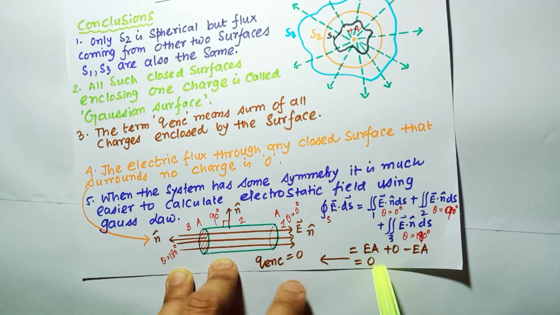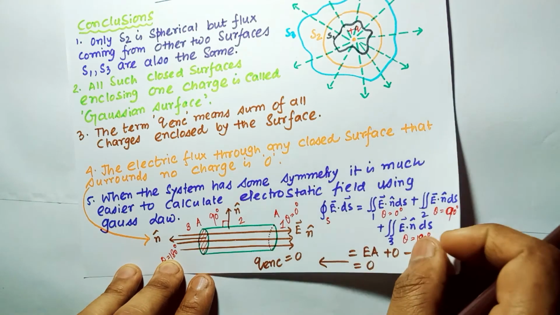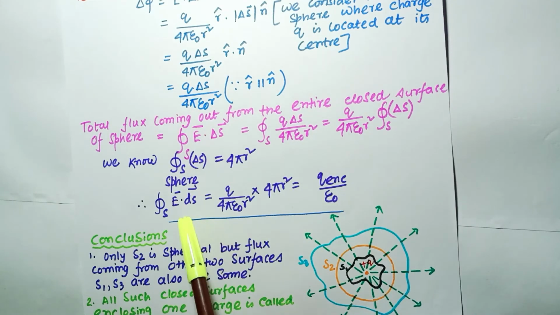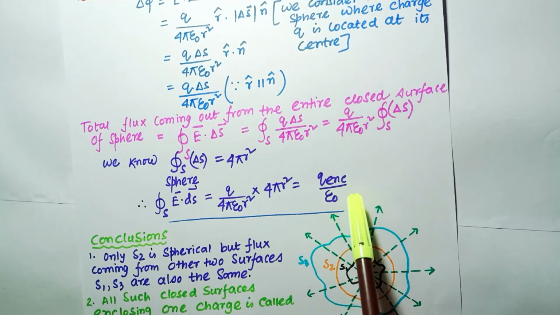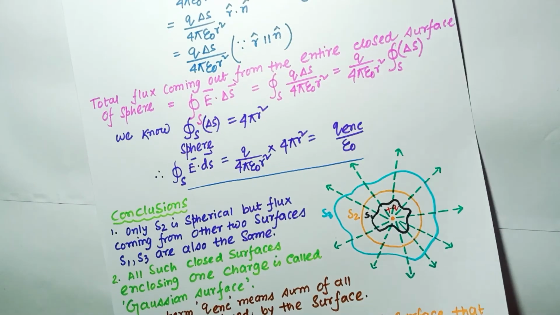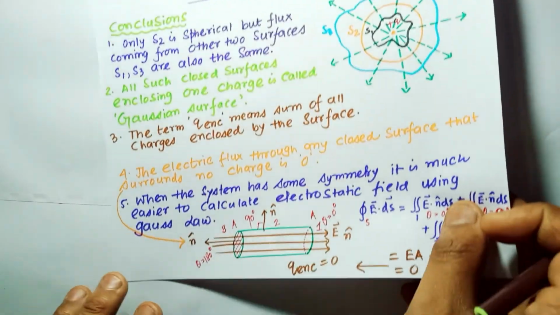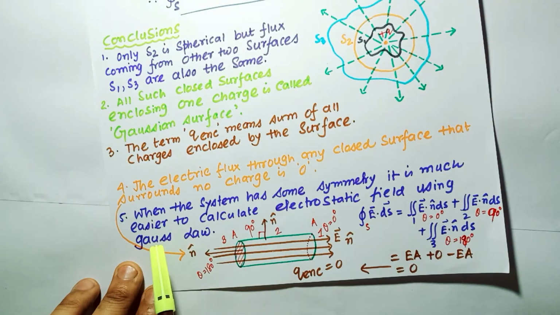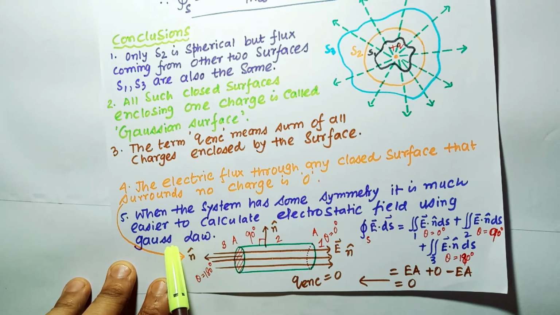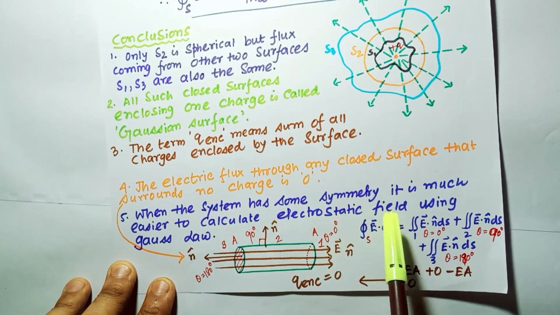On the right hand side we have Q enclosed by epsilon naught. If the left hand side is 0, the right hand side is also 0. It means that Q enclosed is 0, so it does not include any charge. For the fifth point, we can discuss that when the system has some symmetry, it is much easier to calculate the electrostatic field using Gauss's law.